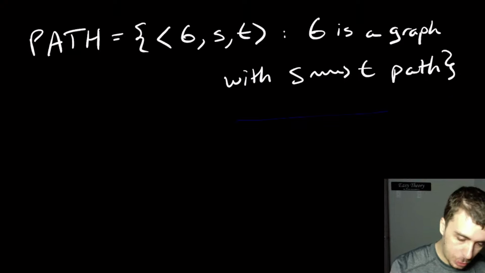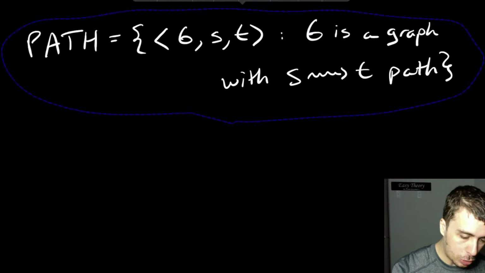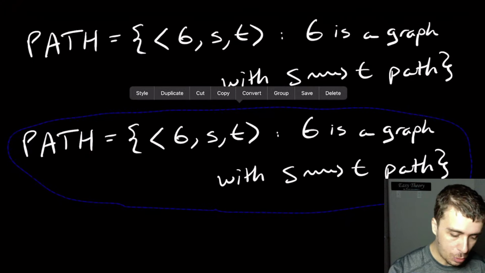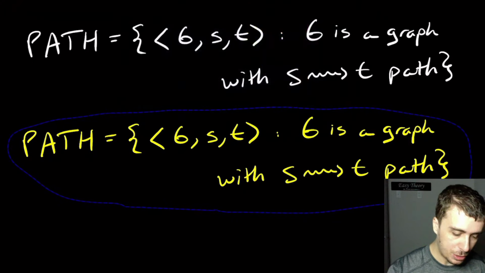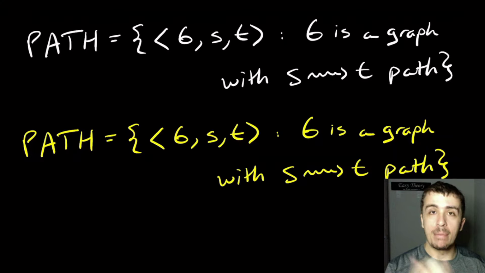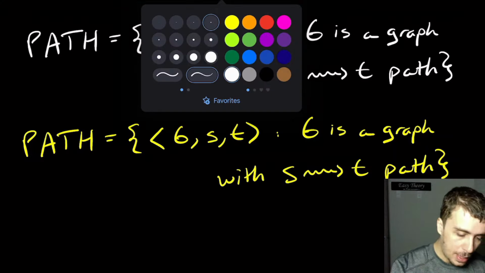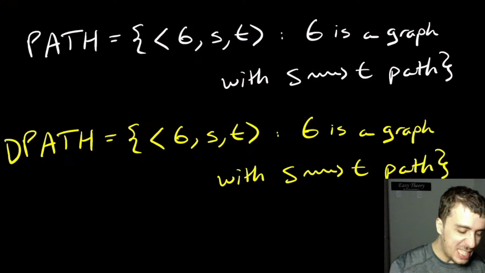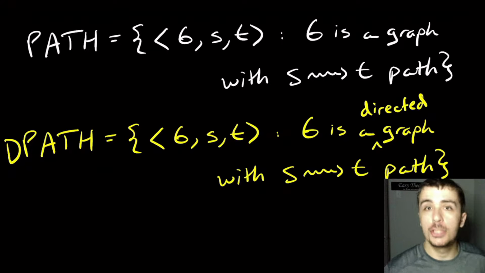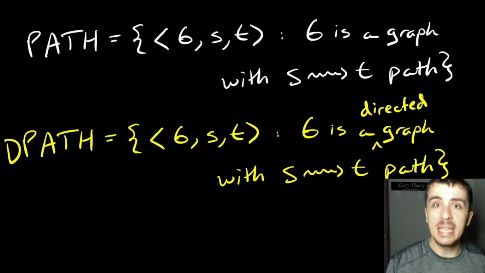So what I'm going to do is I'm going to make 2 versions of this problem. And what I'm going to do with the second one is I'm going to make it yellow so that we can tell the difference. And so the first one I'm just going to leave as is. But the second one I'm going to call DPATH. And this one is, I'm going to enforce that it's a directed graph. So why is this such a big deal?